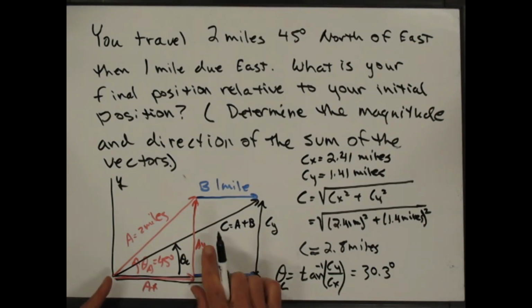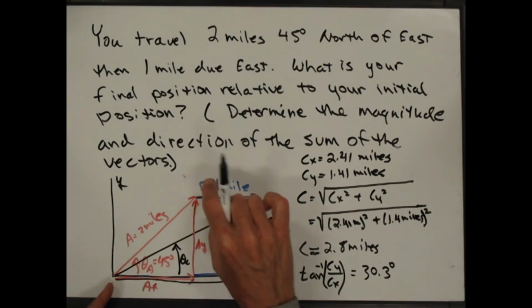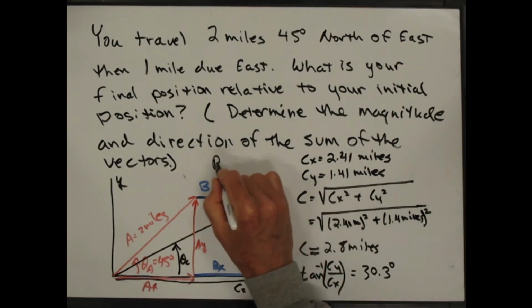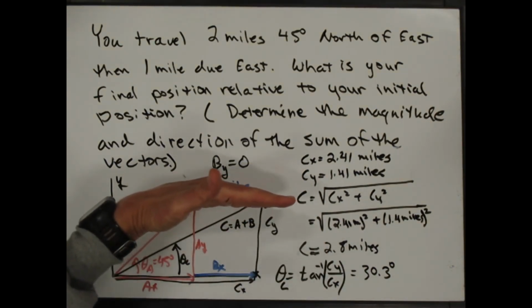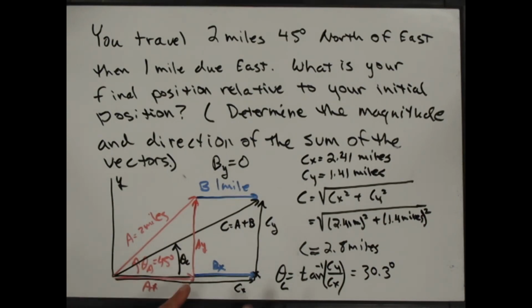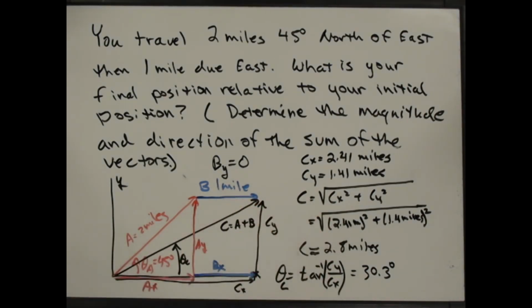So once again, we just break these into components. As it happens, this vector just has a horizontal component and no vertical component. If I wanted to, I could just write BY equals 0, because the vector B points horizontally. And so that means BX was easy to determine. It was just the same length as B. And so we use the components to reconstruct the vector C. That's the general strategy for solving vector addition problems algebraically.